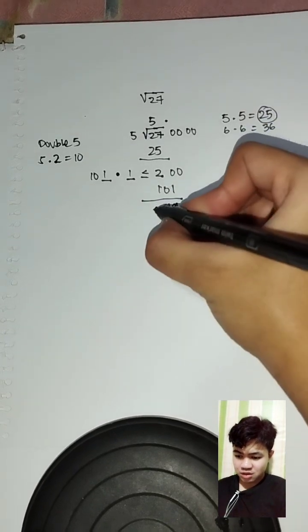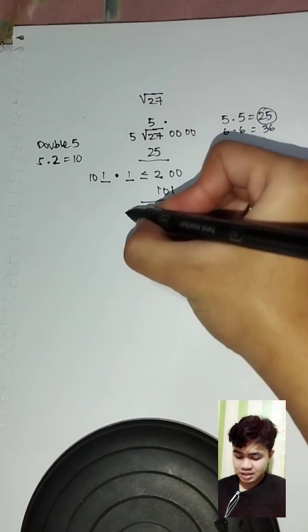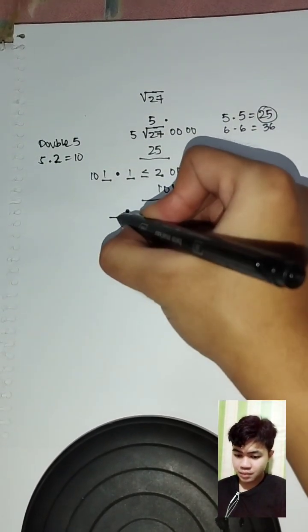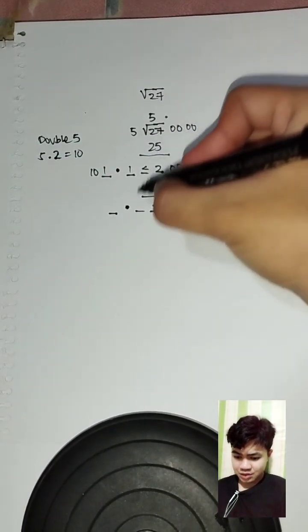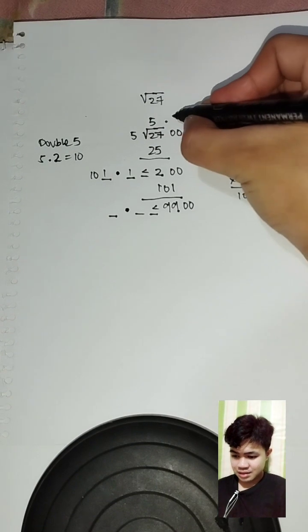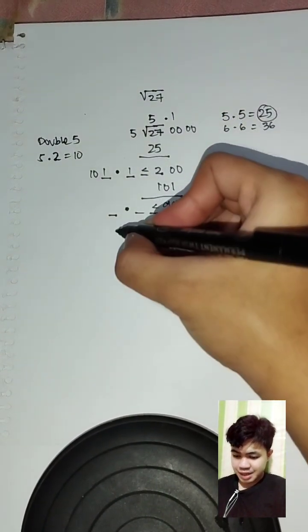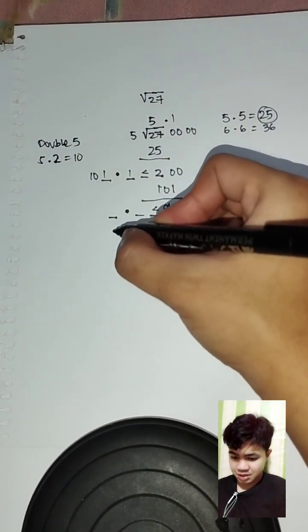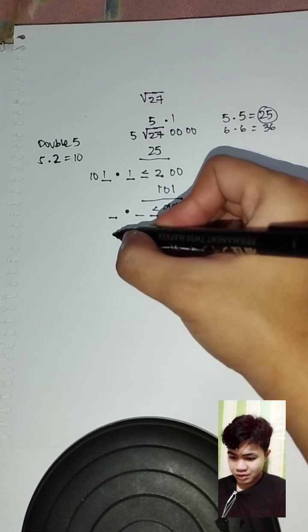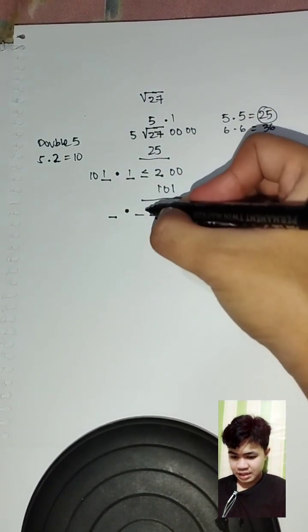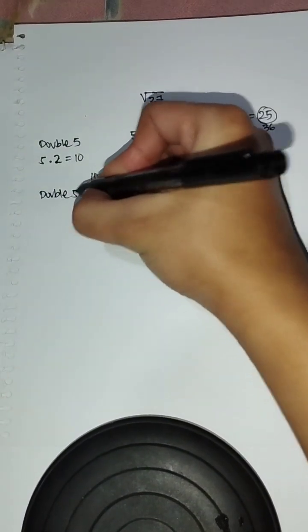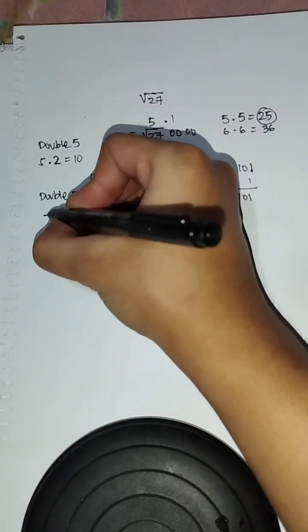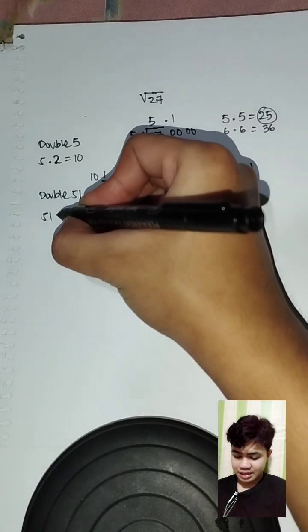But we have to accomplish something first. This number, which is 1, is the first decimal value of our square root number. So now we have 5.1. Now this 5.1, we're going to remove the decimal and double it. So now we have 102.